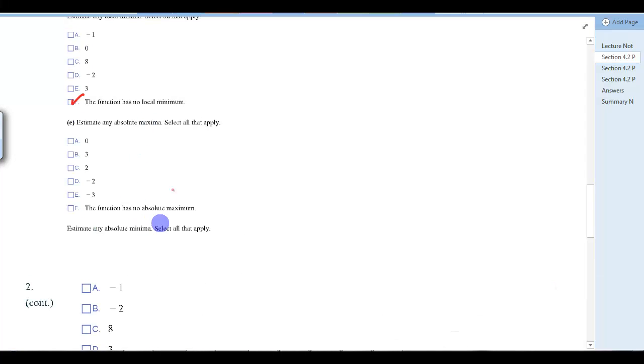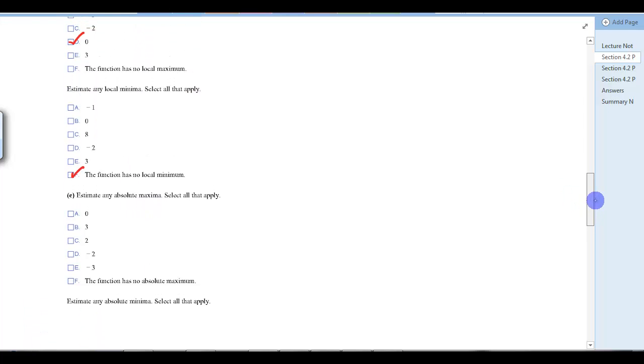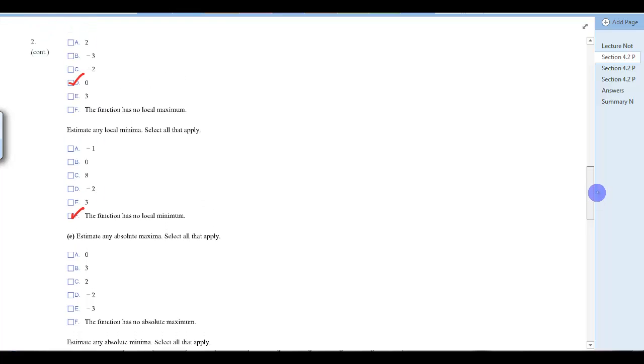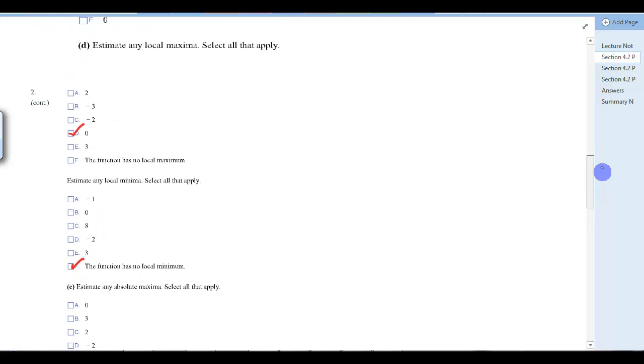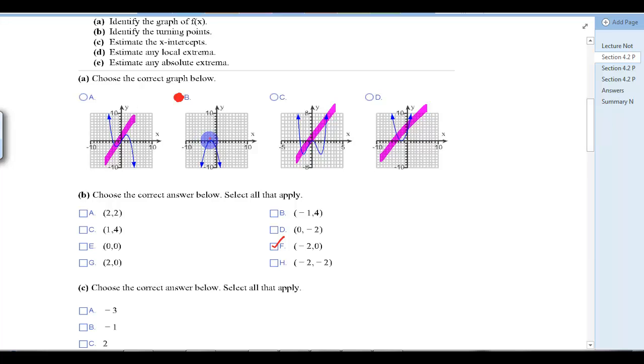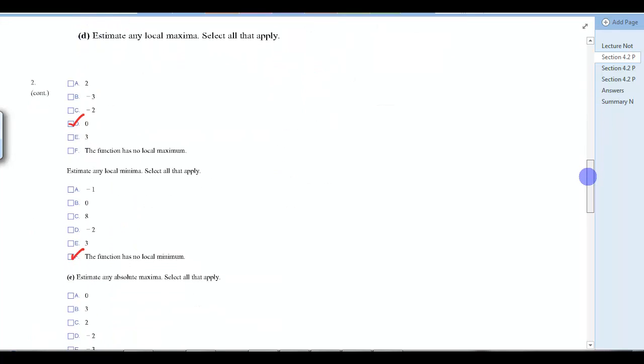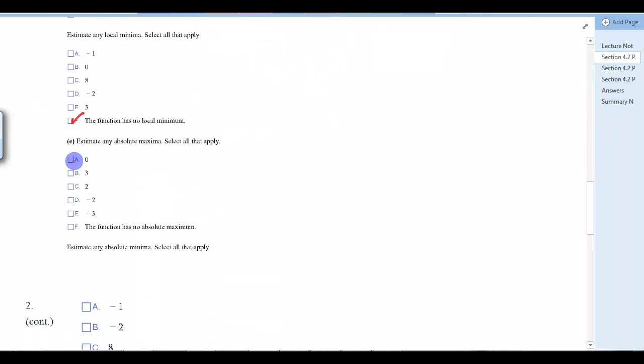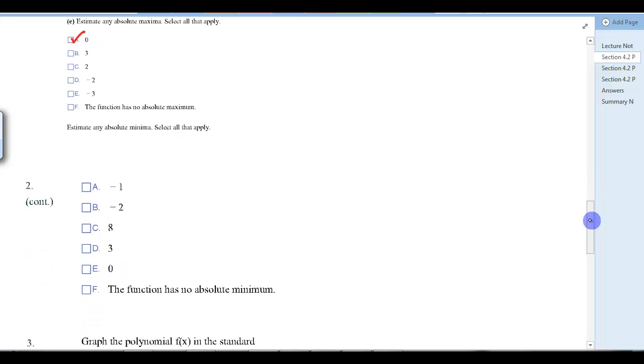All right, I think I fixed that so that looks okay now. Estimate any absolute maxima. And remember that is the y value. And I think that was 0. All right, so we'll go back in and put 0 for that. And then any absolute minima, and we said there were none. So we've done everything for number 2.